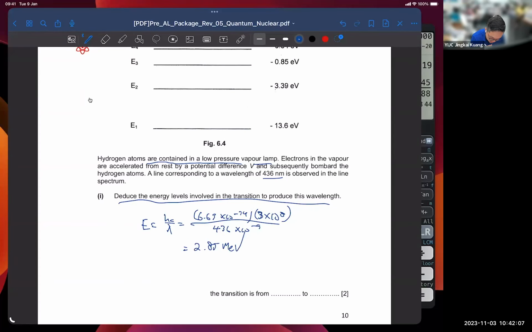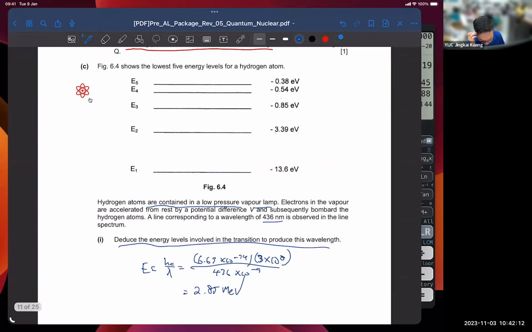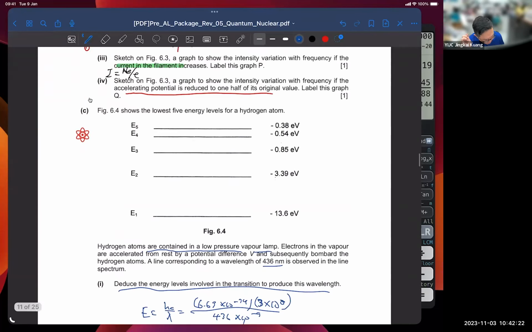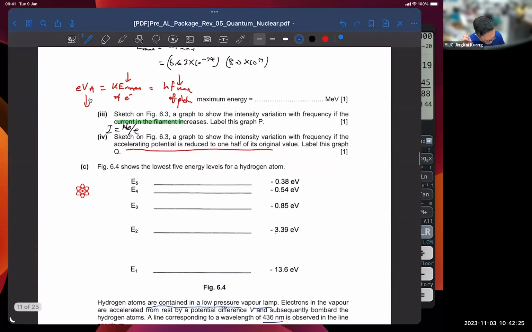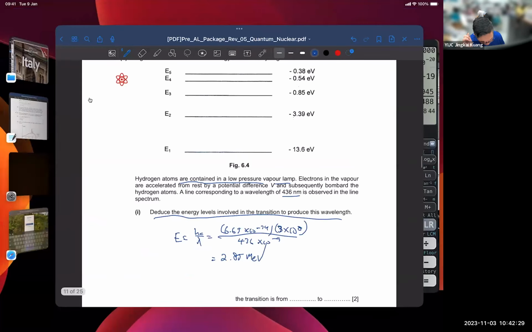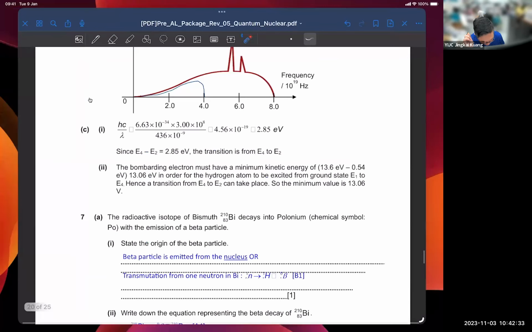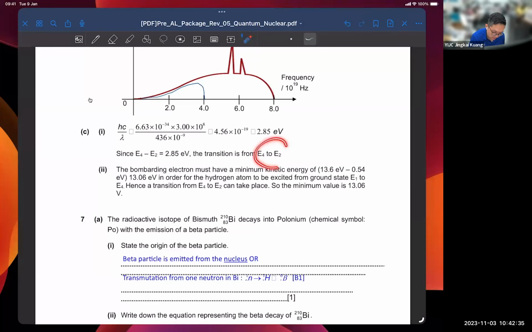Okay, so I'm looking for a change that gives me 2.85 eV. And the best one here happens from where to where? E4 to E2? Looks like it. Which answer? I think it's E4 to E2. Yeah, E4 to E2 is the best answer here. Okay. Good.